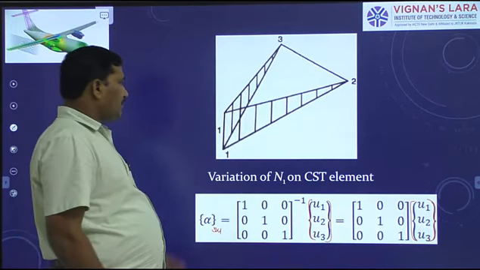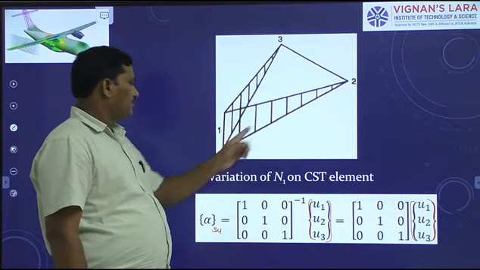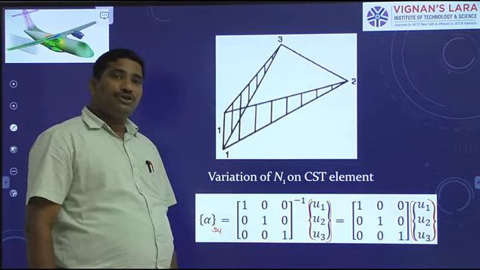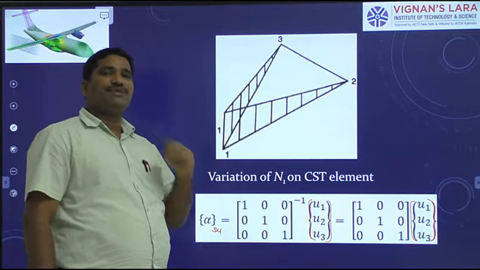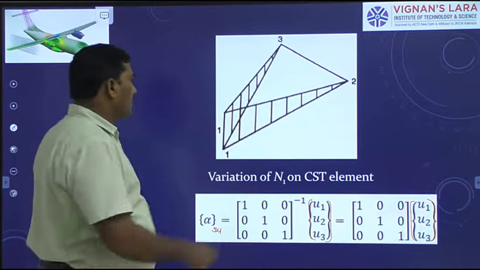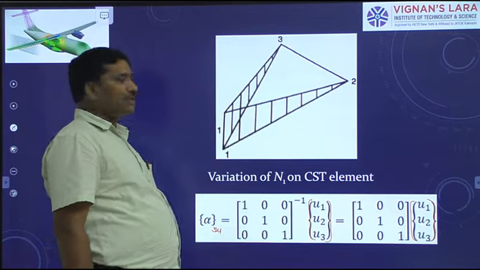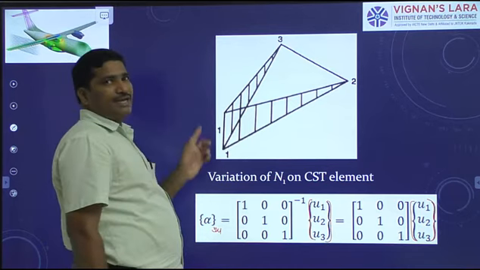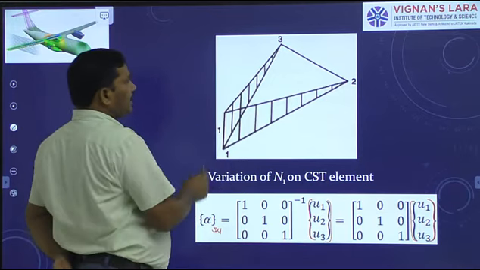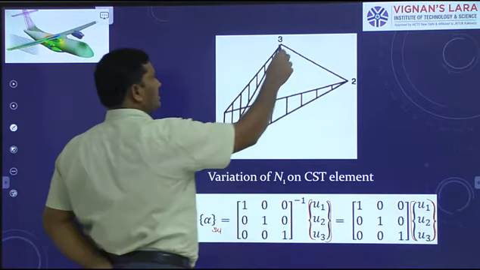Observe here carefully. We have a CST element, and we assumed three shape functions N1, N2 and N3. N1 is unity at node 1 and it is 0 at the other nodes. Therefore, if you plot the variation of N1 on the CST element, you get like this. N1 is unity at node 1 and 0 at node 2 and node 3.